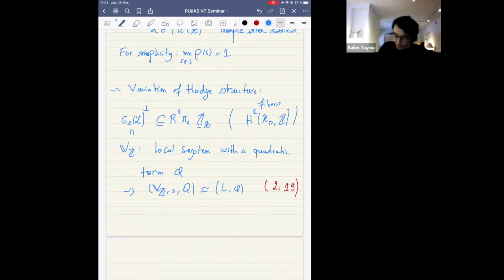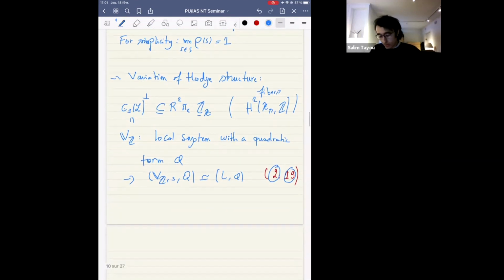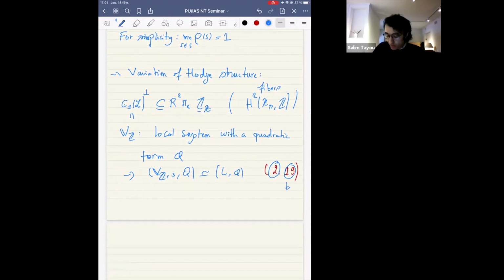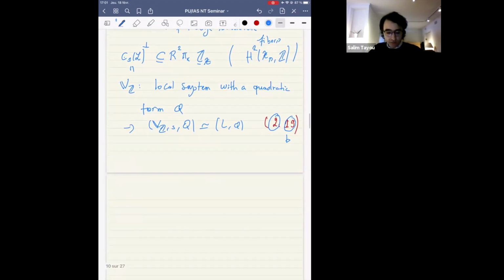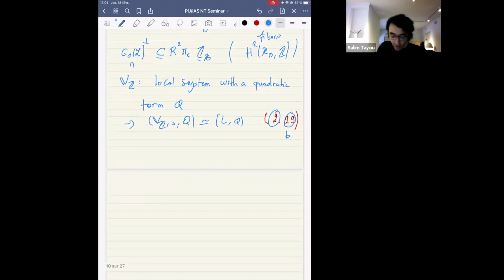What is most important here is the 2. The 19 is just some numerology. If you had chosen another generic Picard rank, then the 19 would have dropped. In general, there will be an integer b here, with different values of b. For smaller values, we will get either families of elliptic curves, or products of elliptic curves, or products of abelian surfaces. But let me focus now on 19. So yes, this is the first thing. We get a local system.